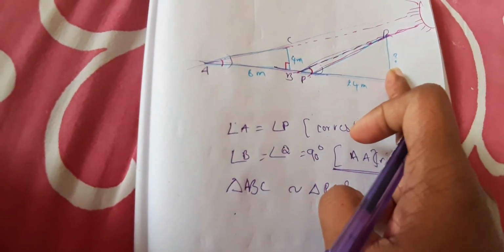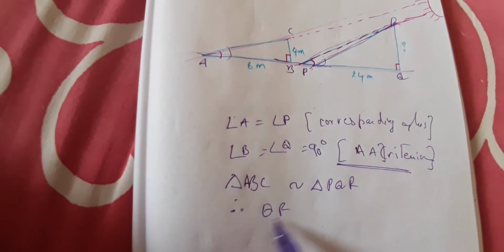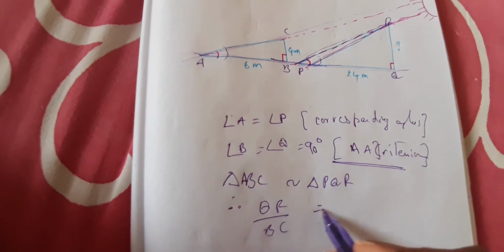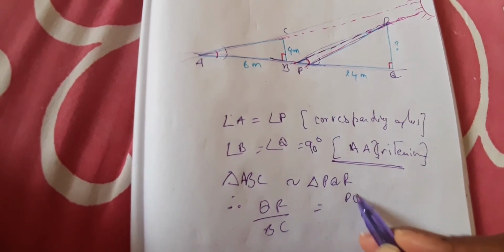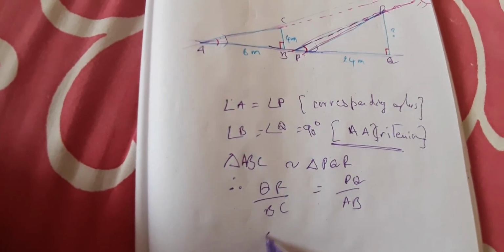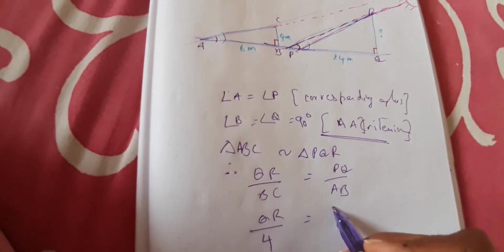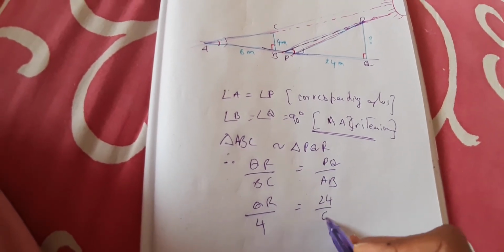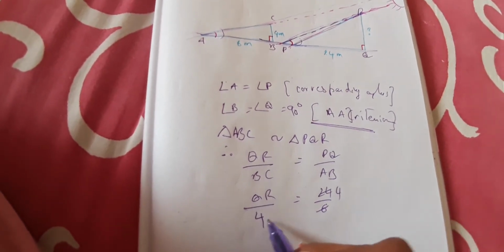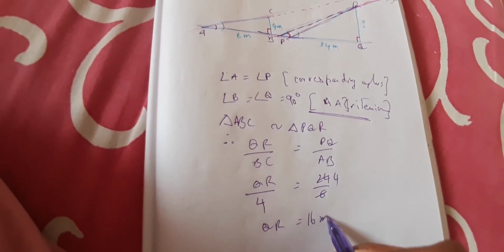I want this value, so I will take this in the numerator. Therefore QR by BC is equal to PQ by AB. Finished. Very, very easy. So QR by BC is 4, equal to PQ 24 by 6, 4 times. Cross multiplication, QR is equal to 16 meters.